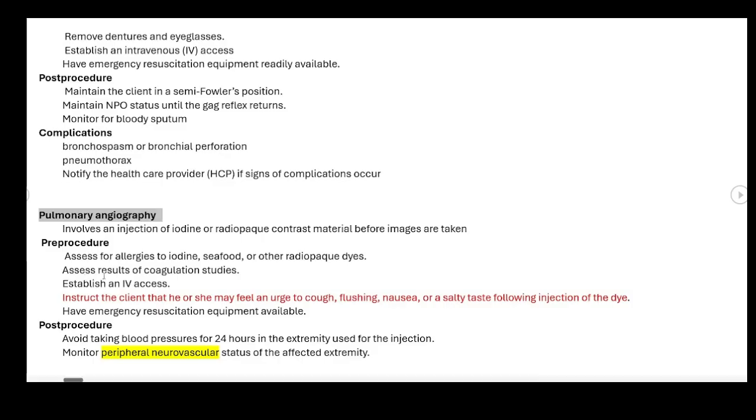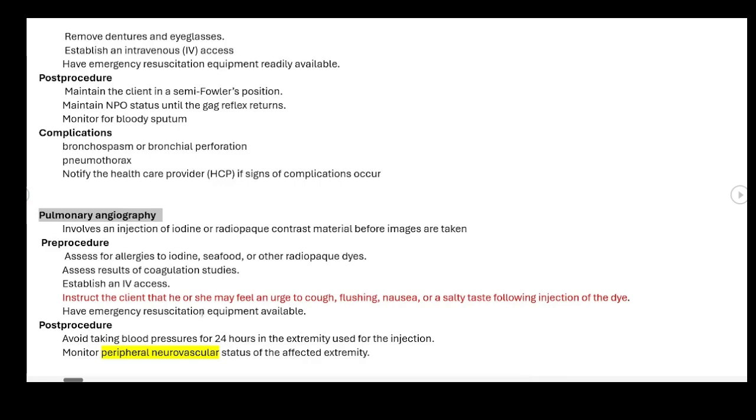Now, you also assess results of coagulation studies because when the patient has problems with bleeding, like low platelets, you have to let the doctor know. You also want to make sure that there's an IV access that is always there. This is the standard that we do, so that in case of emergency, this is not a time that you are going to be chasing things.